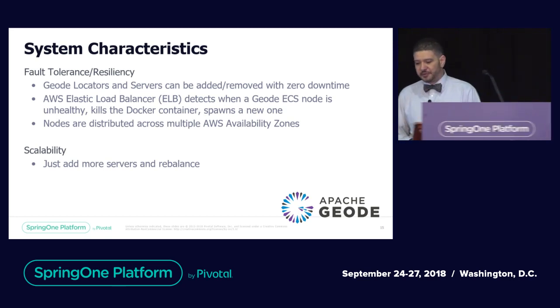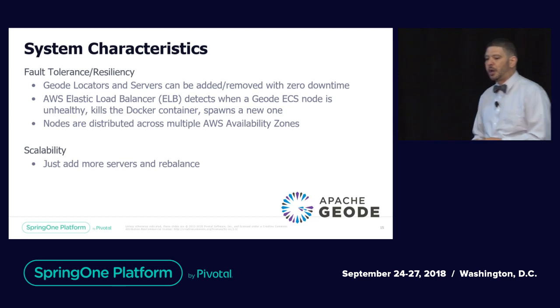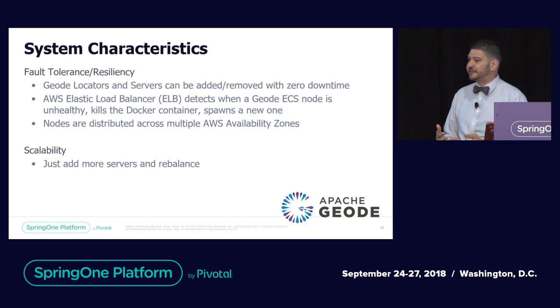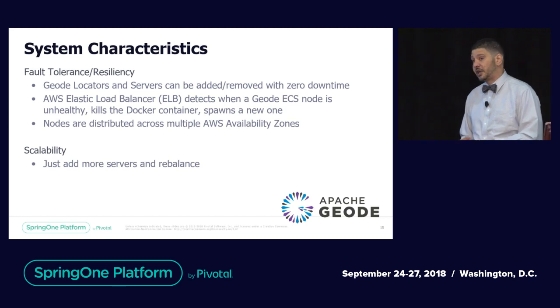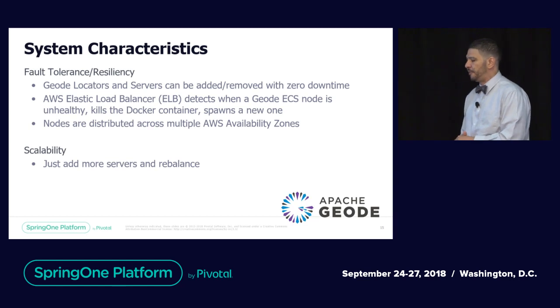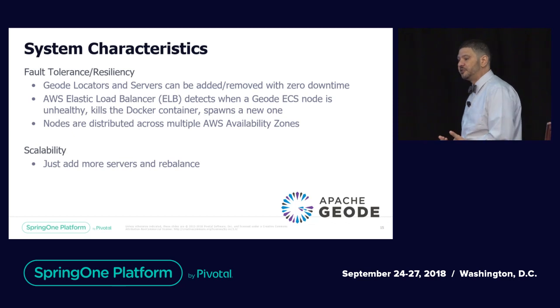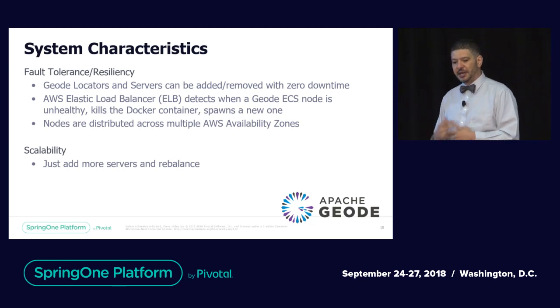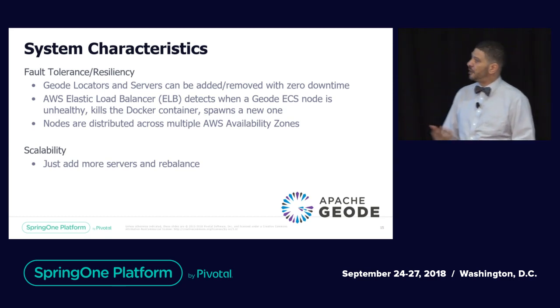Fault tolerance and resiliency. Currently, our system could tolerate the simultaneous failure of up to 4 nodes. That's our best case scenario, and that all depends on Geode's quorum calculations. It could actually survive the failure of more nodes if you give the quorum time to rebuild. We heavily leverage AWS Elastic Load Balancer, and what that does is if a Geode node is unhealthy or misbehaving, it will kill the Docker container, bring up a new Docker container with the server, and it's business as usual.